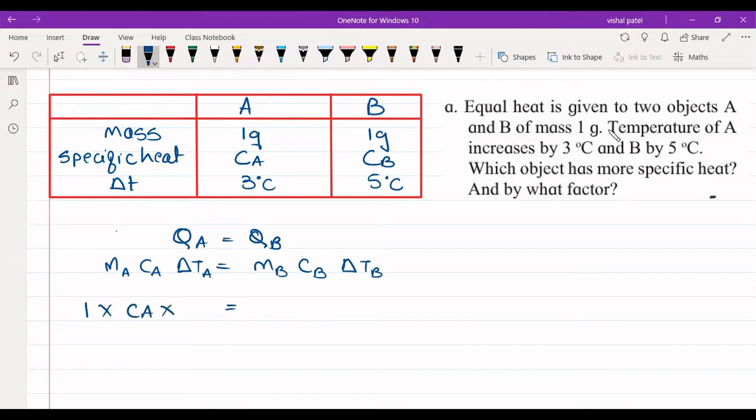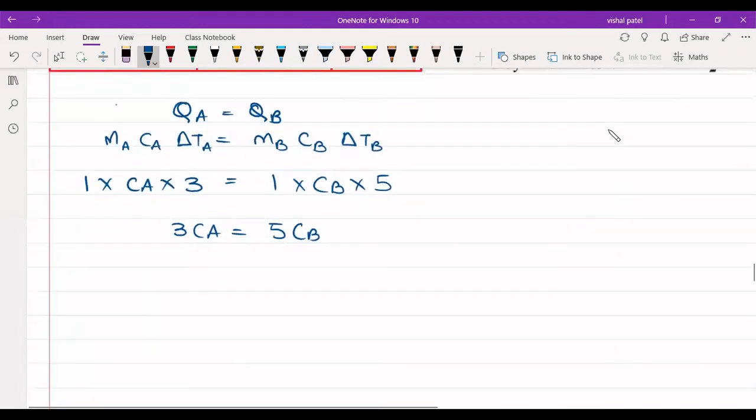Specific heat we don't know. The change in temperature, students, is given as 3. The mass of B is again 1. We don't know the specific heat of B, and the change in temperature is 5. So what I get over here is 3 times Ca equal to 5 times Cb, and if I shift, I'll get Ca equal to 5 upon 3 Cb.